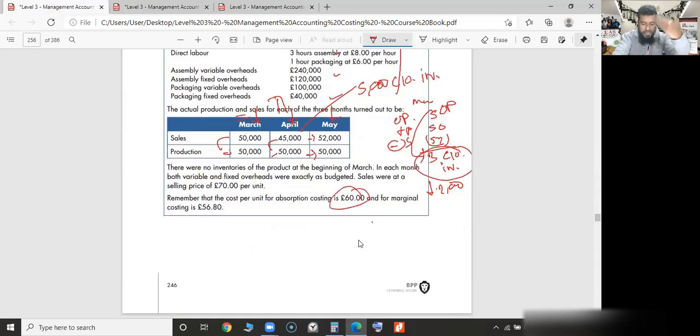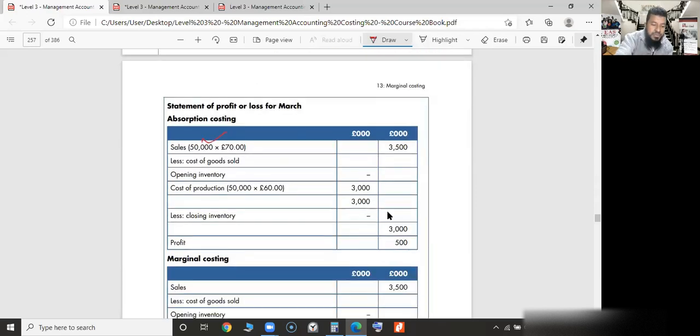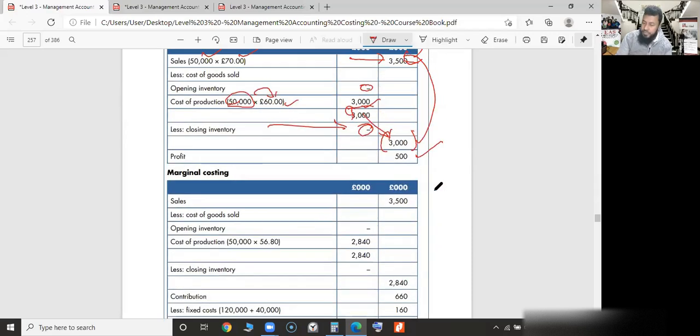The working we have done already, they're bringing it down here. Total cost is given. Selling price is the new information. 50,000 units we are selling at the rate of 70 each, so our sales is 3,500 thousand. Opening inventory for March is nothing, 0. Cost of production, we produce 50,000 units under absorption costing at 60 each. That's the production cost, and that's the total. There's no closing inventory either. So cost of sales we take away from the sales to get profit for the year. That's under absorption costing.